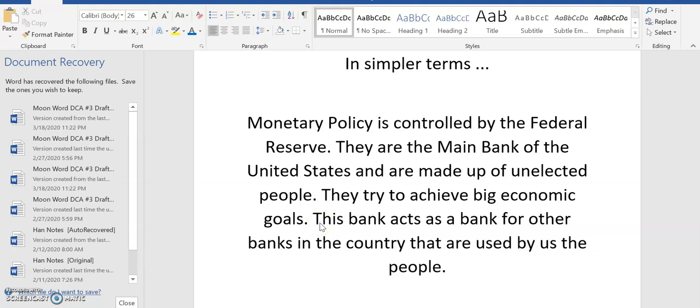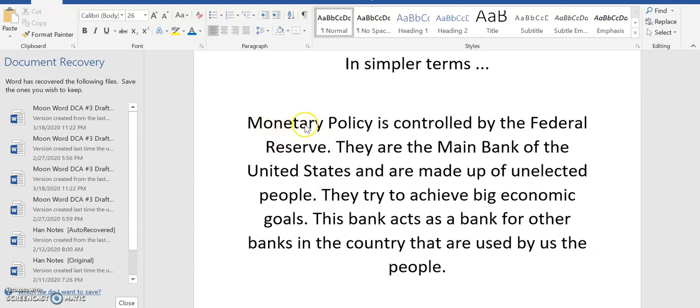So our banks like BBVA, Compass, Chase Bank, Community Resource, Wells Fargo, those are banks for people and small businesses. But the Federal Reserve is the bank that's used for the smaller banks of the country. They borrow money and get their supply of dollars and dollar bills from the Federal Reserve. And the Federal Reserve is the institution that regulates this flow of money in the economy.